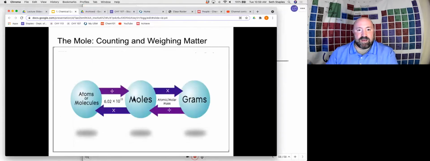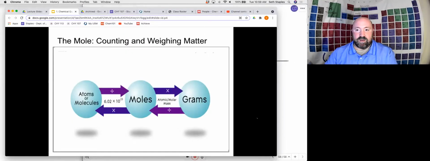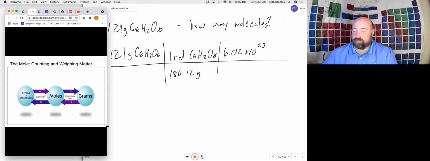And then I want to get to the number of atoms or molecules. Now I'm going to multiply by Avogadro's number. Sorry, let me do this. We have both up at the same time. There we go. And so we can see how, using dimensional analysis, our grams cancel out, our moles cancels out. I'm left with the number of molecules, which is what I wanted.